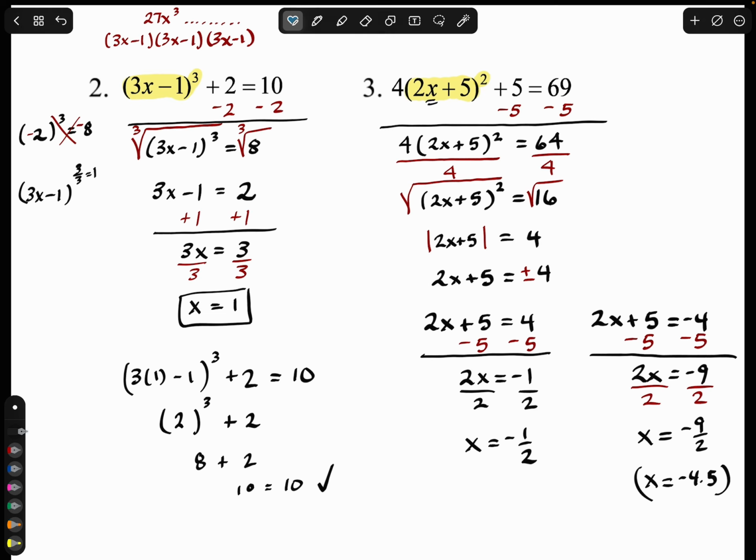And for time's sake here, if you choose to go back and check these and plug them in for x, they will both make it true. So the answers are x equals negative 1/2 and x equals negative 9/2.